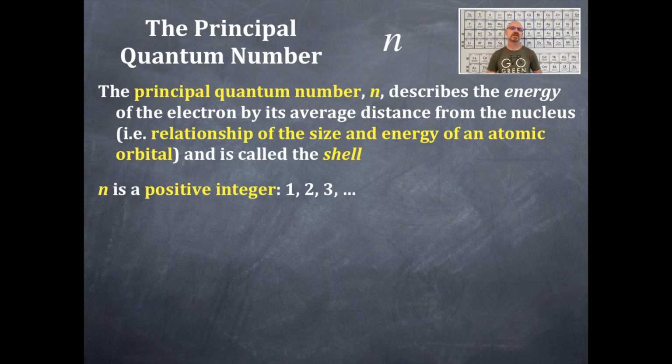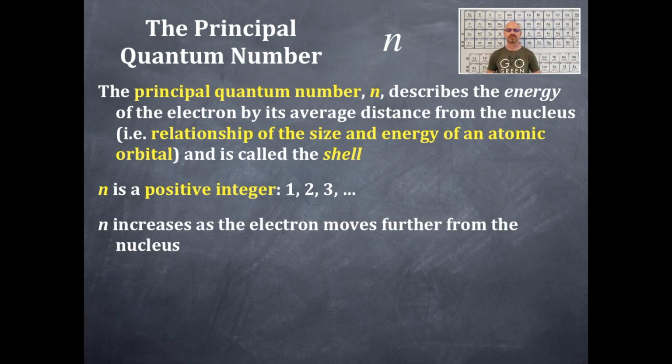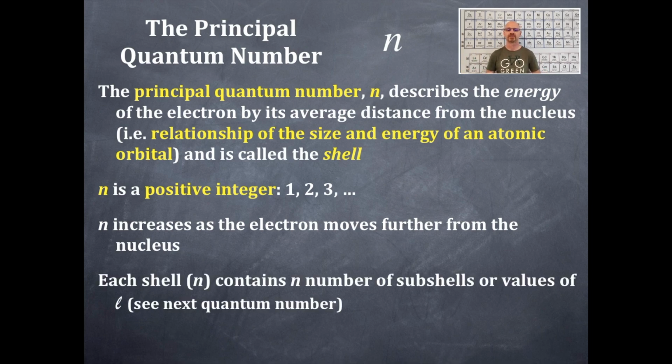n is positive whole integers. That is 1, 2, 3, 4, 5, 6, 7, etc. n increases as the electron moves farther from the nucleus. So n equals 1 is closest to the nucleus. n equals 2 is farther than n equals 1. n equals 4 is farther from the nucleus than n equals 1, 2, and 3, for example.